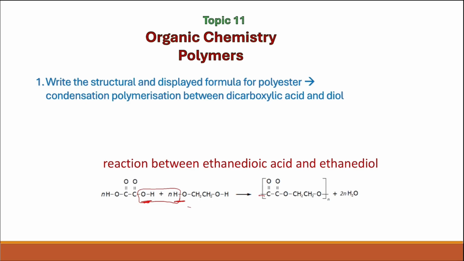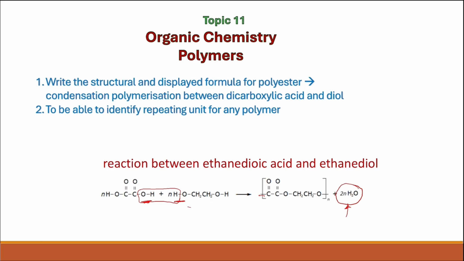Make sure that you know how to draw the repeat unit for the condensation polymer. Remember the small molecule that is produced in the condensation, which is water, because sometimes they ask you what the small molecule is. Also for the esters, when you react an acid with an alcohol, the products will be ester and water. You should be able to identify the repeating unit for the polymer.